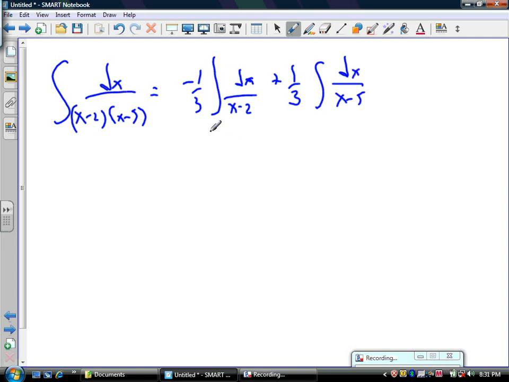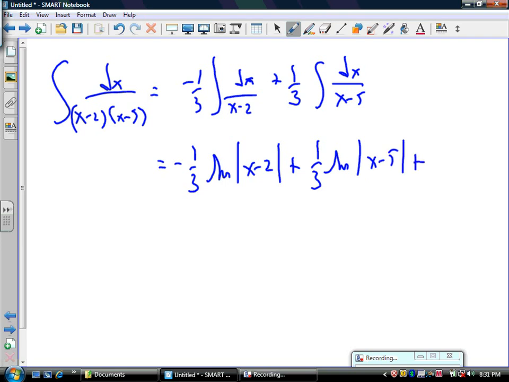Now this is technically a u sub, but it's a straight u sub. It's not one where you have to multiply or divide by 2 or something. If this is u, isn't that du already? If u is x minus 2, du is dx, right? So do you even have to write this out? It's a u sub, but you don't have to write it out. This is going to be negative 1/3 the ln of absolute x minus 2 plus what? 1/3 the ln of absolute x minus 5 plus c.